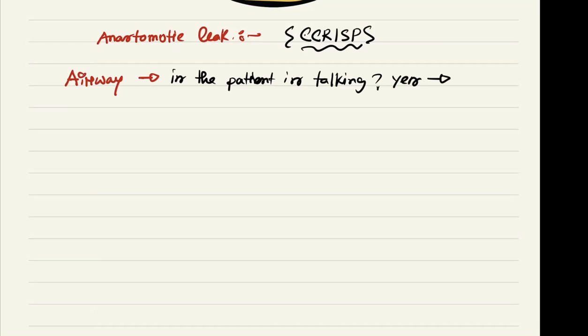If yes, then what do you think? Airway is patent. Excellent. Airway is clear, patent, no obstruction. If the patient is having shortness of breath, what do we have to give? We have to give the patient a high flow of oxygen, almost 15 liters per minute, using a non-rebreathable mask.